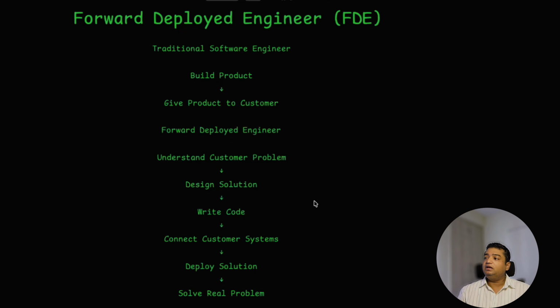So the FDE will be responsible for each of the phases. Although writing the code will be done by the FDE and the other engineers together, and connecting the customer systems will be done by the whole team, understanding the customer problem, understanding the existing AI system, or creating a new agentic AI system for the customer problem is done by the FDE. Earlier, the role was only building the product and giving it to the customer. But now the FDE is in each phase, from requirement gathering to deployment, and in fact to the cutover phase.